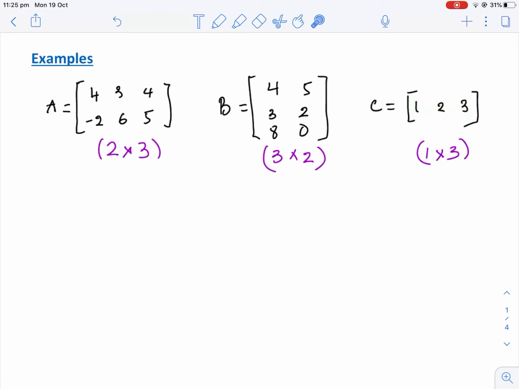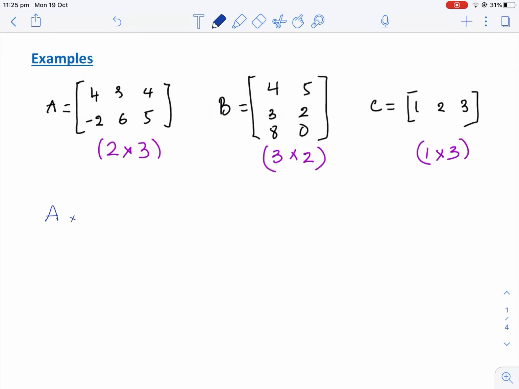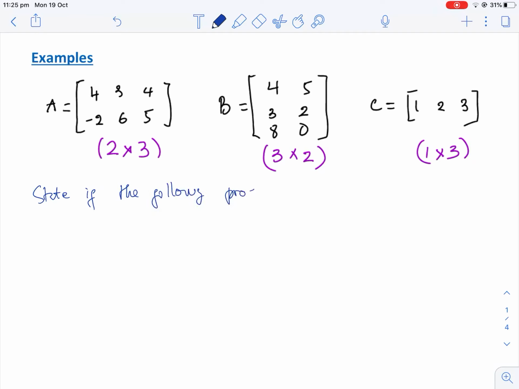My question is, state whether the following products are defined, like whether it's possible or not to find the products of the following. For example, A times B. Is it defined or not?